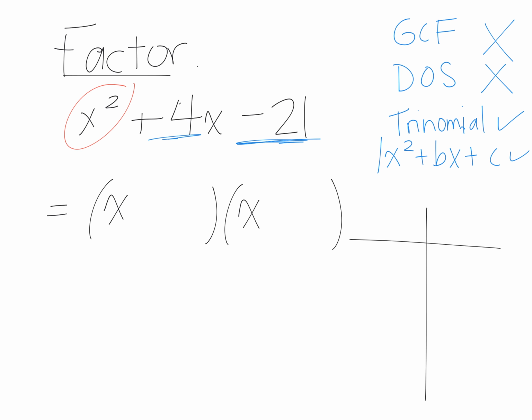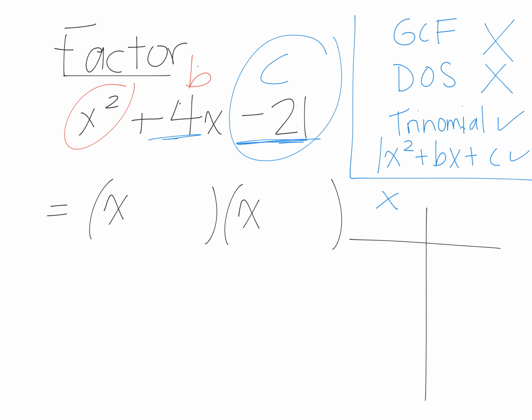So I'm going to draw my little chart. And don't forget to label. This is B and this is C. So we're looking for two numbers that multiply together to give us, what is C? Negative 21. And when we add the two numbers together, what do we get? Positive 4. Okay? Always fill out your chart. We have C and we have B. Two numbers that multiply together to give you the last term, and when you add them together, they'll give you the middle term, just like I showed you earlier.